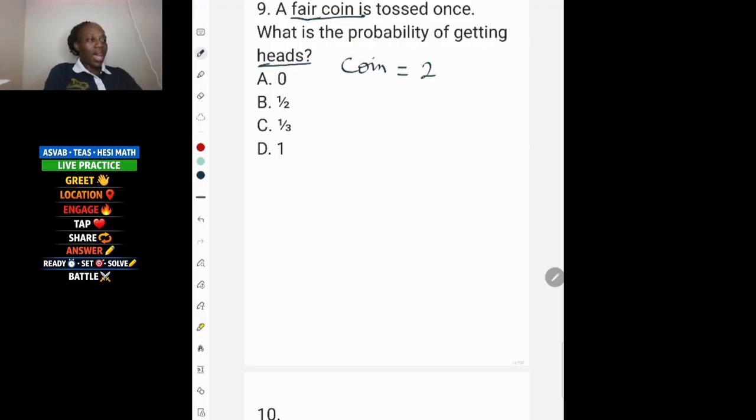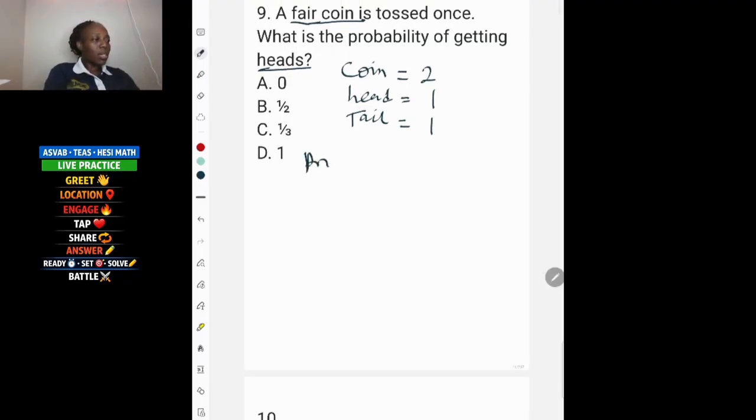For you to have head, it will be one. To have tail, it will be one. So I will still put tail just for us to learn. So it will only always be head and tail, or any of the two at a time. So if you now want to find the probability of getting heads, it will now be 1, which is the number of head over the total number of sides that we can have, and that will be B.